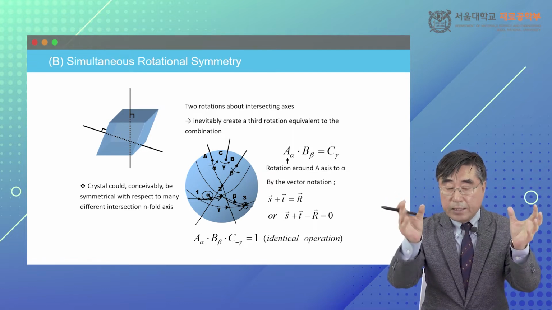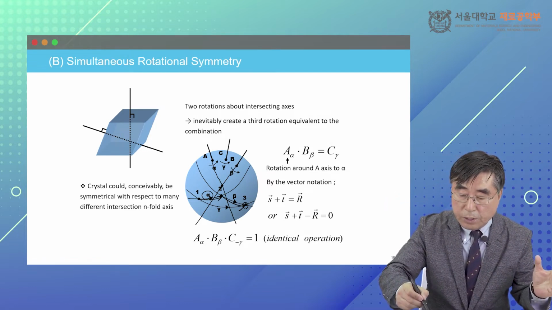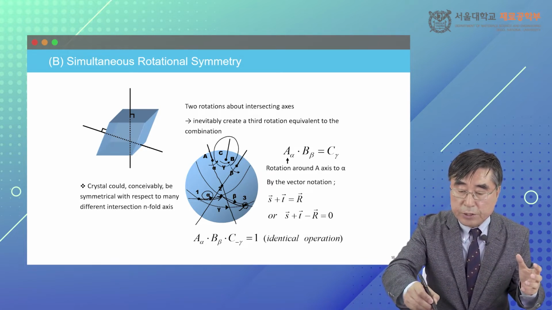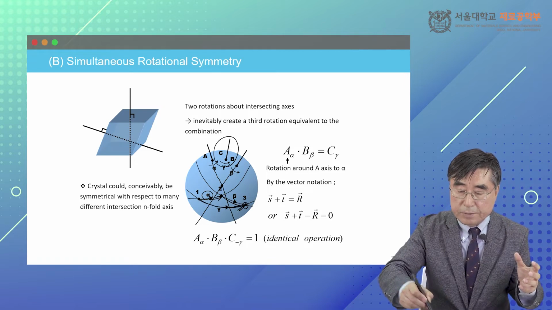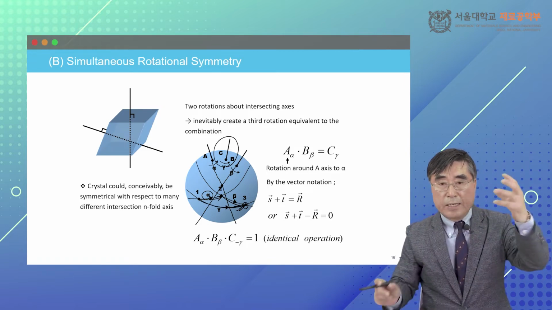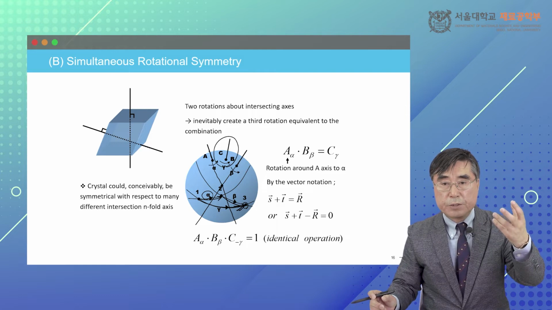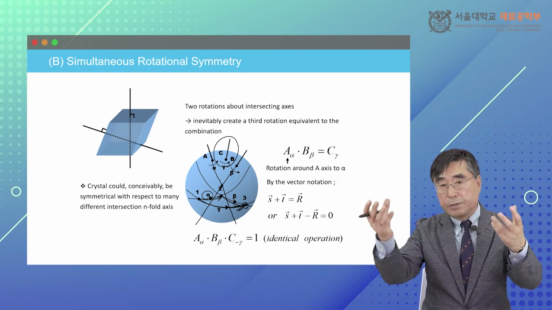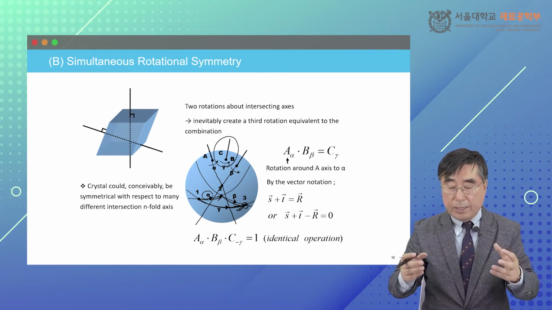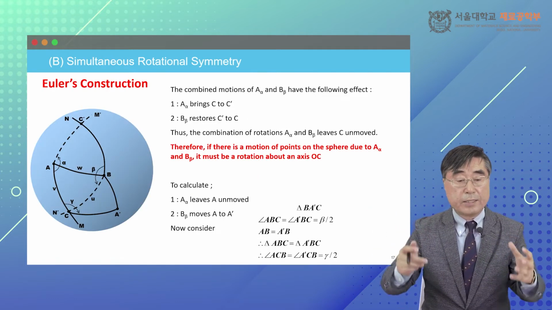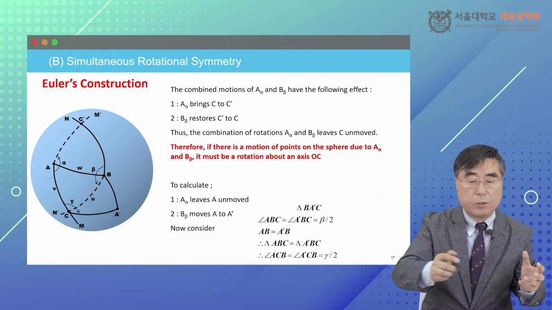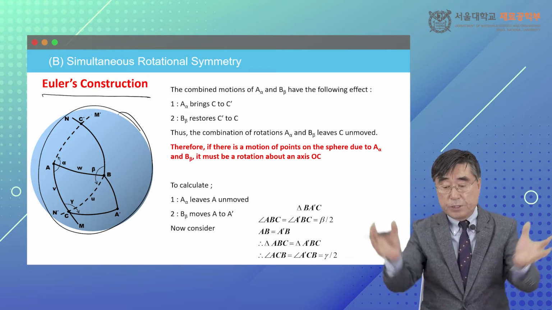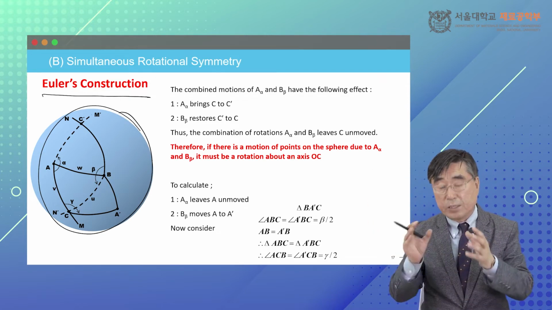In this case, this third pole should be matched by a certain rotation axis with a certain rotation angle, so that any two successive operations should be matched by a third operation. This is a little bit complicated, and geometry-wise there is the Euler construction, which is all drawn on the surface of the sphere, and this is quite complicated.